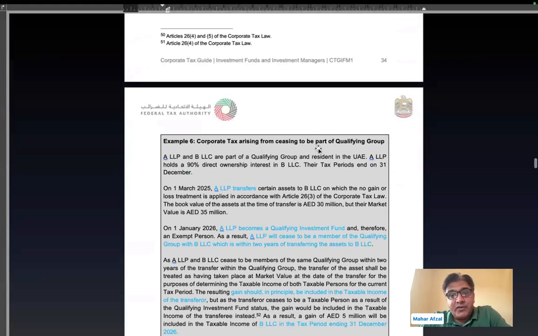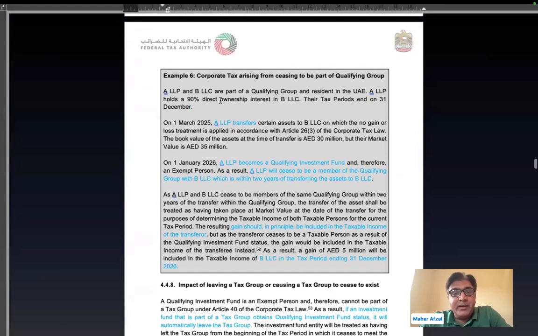Corporate tax arising from cessation of being part of the group. This is important: A and B are part of the qualifying group. Out of this, one entity has become a qualifying investment fund. They have made a transaction within the last 2 years. The value of the transaction was 30 million, but the market value was 5 million, but they have transferred at book value between A and B. Gain of 5 was not recognized because A and B were part of the qualifying group.